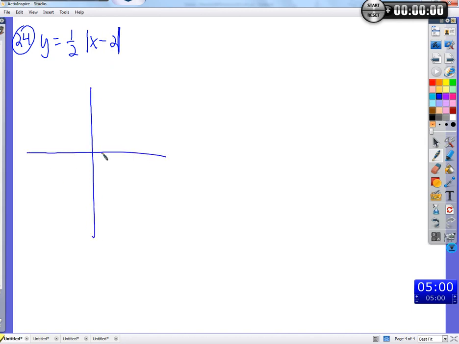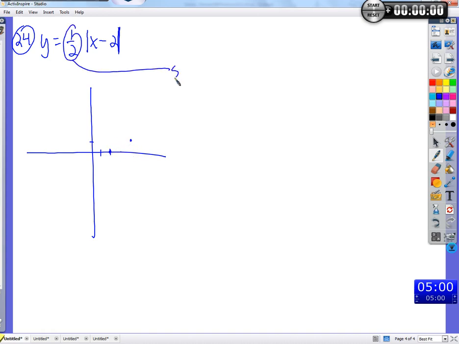Where the regular absolute value of x would, when you move over 1, the output would be 1. If you go over 2, the output would be 2. Go over 3, the output would be 3. But now the output would be 1, but we multiply it by a half, so it's 1 half. So we could move over 2 and then go up a total of 1. That's just the slope, up 1 and over 2.